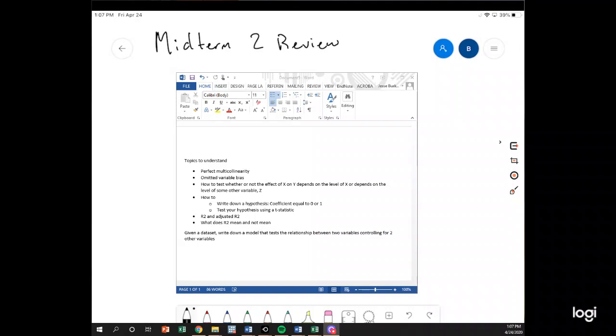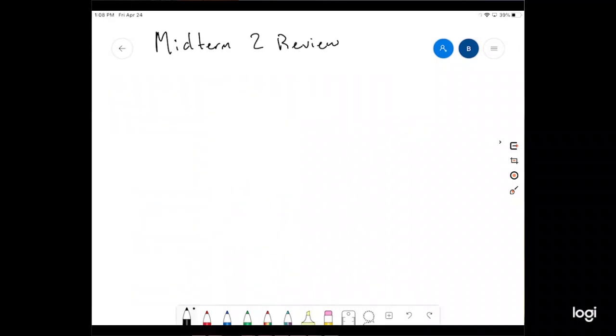Topics to understand: perfect multicollinearity, basically just the assumptions of OLS for multiple regression. Multicollinearity was one of the assumptions. What is it? Why would it be a problem, especially if it's perfect multicollinearity? That's basically when two variables are linear functions of one another. So an example would be if you have x1 and x2, perfect multicollinearity would be x2 equals, let's say, 10 plus 3x1. Okay, so x1 and x2 are perfectly correlated. They're just a line.